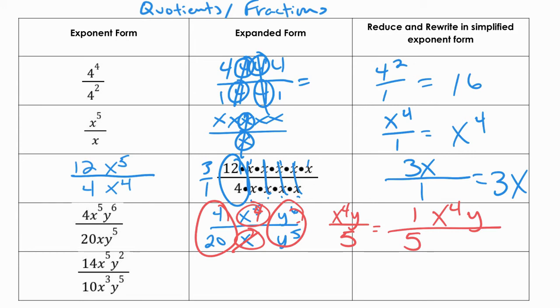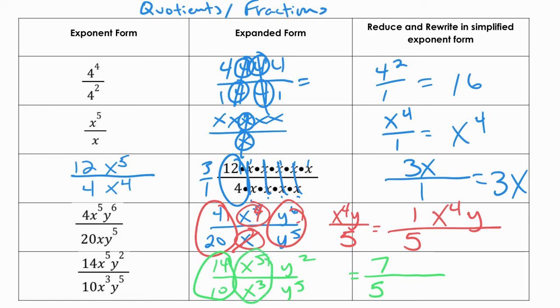and again, I'm going to go ahead and expand it all. I have 14, I have x to the 5th, I have y squared. I'm going to give myself a little space. I have 10, I have x cubed, and I have y to the 5th. Now, as I rewrite this, I'm going to still put my line. I'm going to start with the 14 and 10, which does not simplify easily. So I just reduce everything by 2, so it becomes 7 and 5.